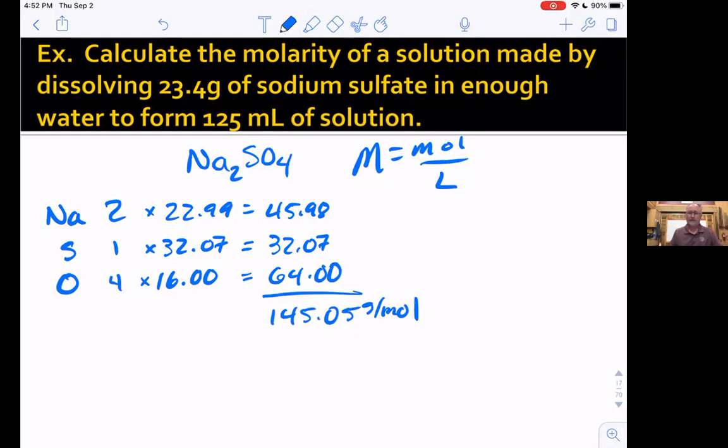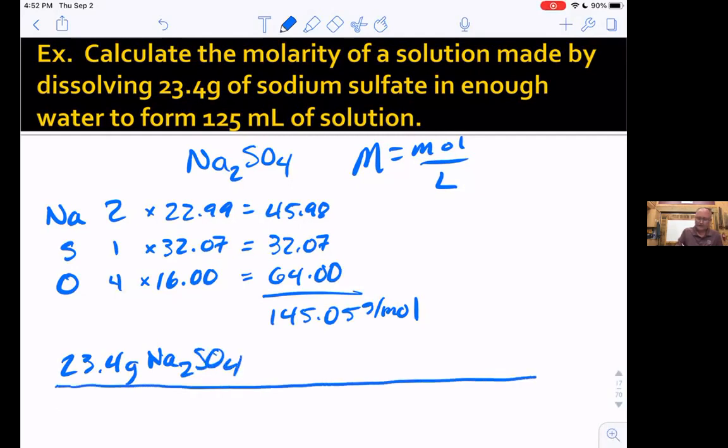To find the molarity, I need the number of moles of that divided by the total liters of solution. Now it says it's put in enough water to make 125 milliliters of solution. So what I would do if I were doing this problem is I would write 23.4 grams of sodium sulfate, and we're not changing to another compound, so I can just write sodium sulfate once in my calculation there. That's fine.